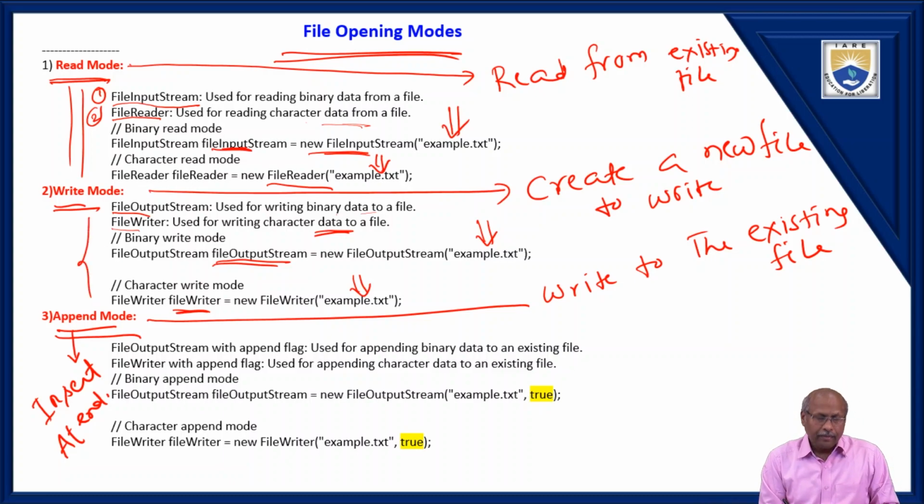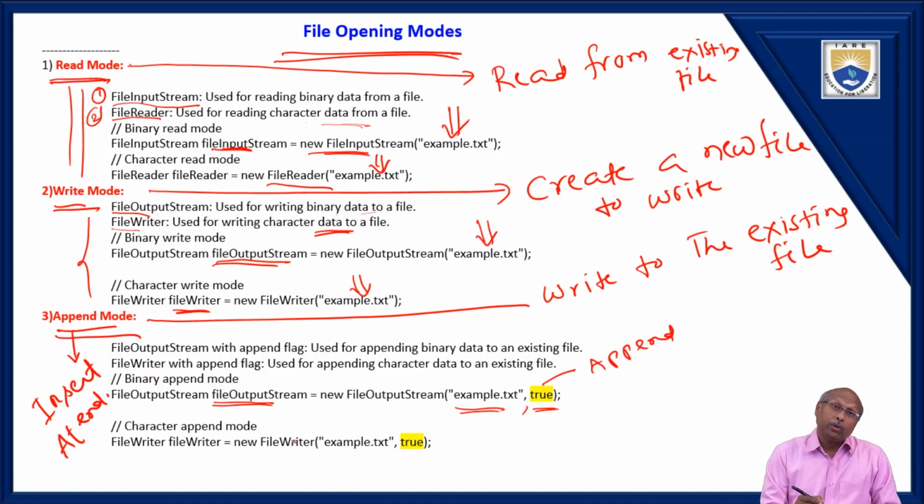Whereas for append, it is almost equivalent to write, but there is a small difference. While creating the file, you should pass comma, new. Once you write true, then the file is opened in append mode. Now my FileOutputStream object is ready. Similarly, for character stream also, you can open in append mode by passing the true parameter. So in the constructor, if you pass the file name followed by true, then that object will allow you to append. Fine. So please remember, for file opening, the three modes: read mode, write mode, and append mode.